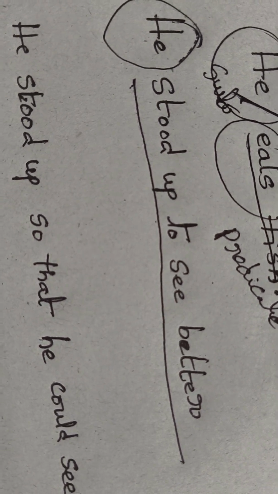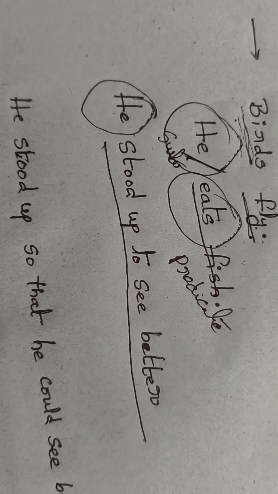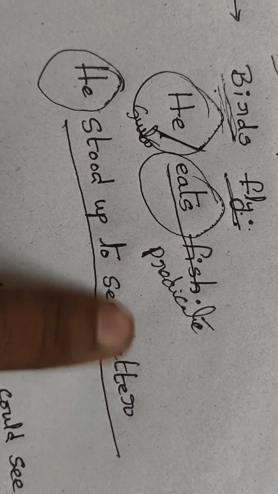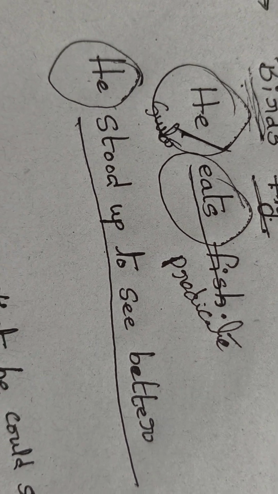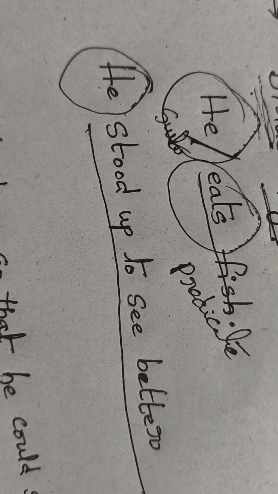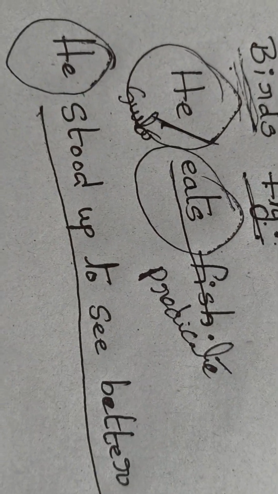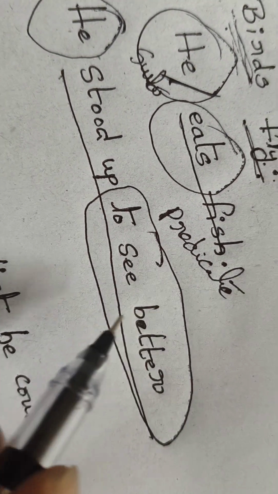In this sentence, to see better is a group of words. It makes sense, but not complete sense. It does not contain its own subject and predicate. So, such a group of words which does not contain any subject and predicate of its own is called a phrase. To see better is a phrase.